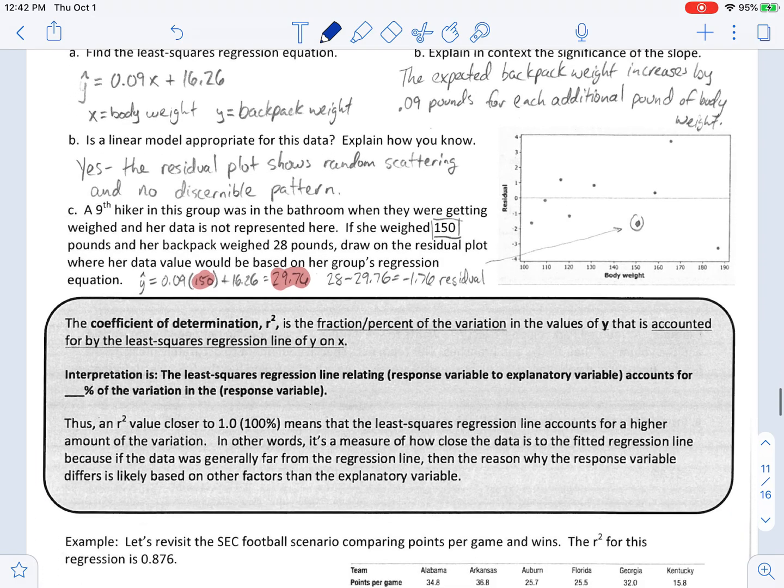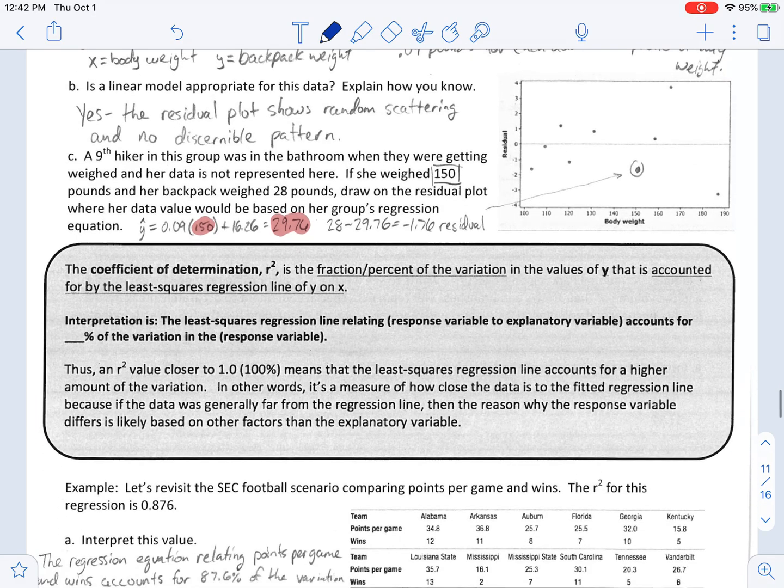Of all the things you need to interpret, this is the one that you're most likely to say, I still don't quite get it. It's also the one where, as long as you kind of memorize the statement, the interpretation, you're going to be okay.